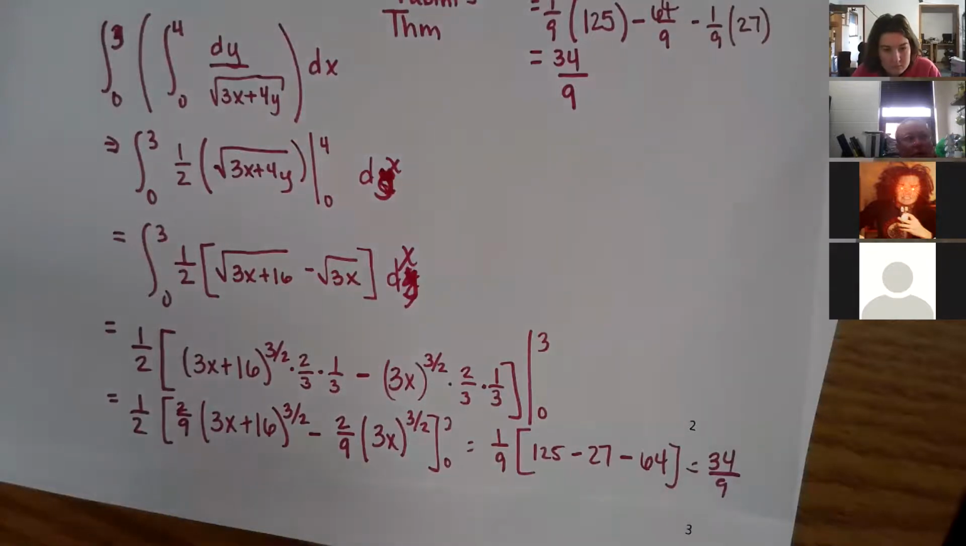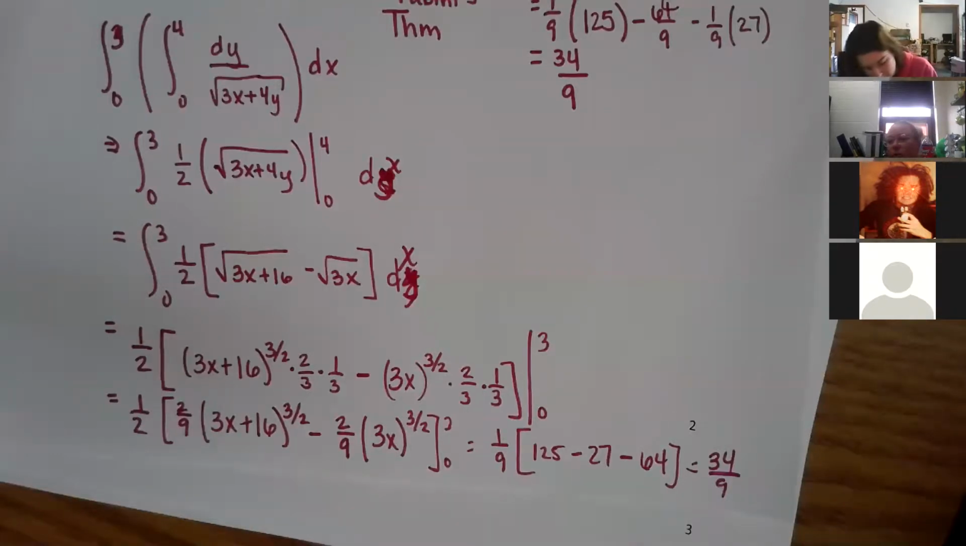So did this work for y'all? Did y'all get the same answer? Or y'all still working? Still going. Okay. So is there an actual theorem for Fubini's, or is it just that you can flip them and it doesn't matter?